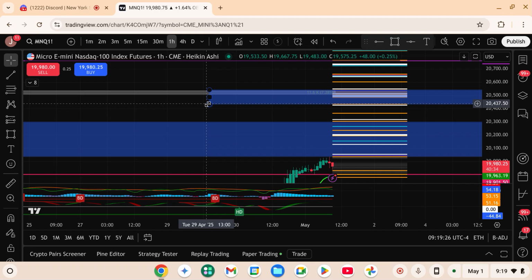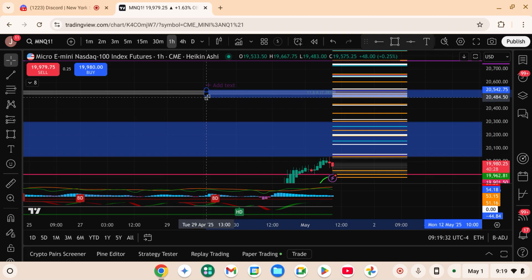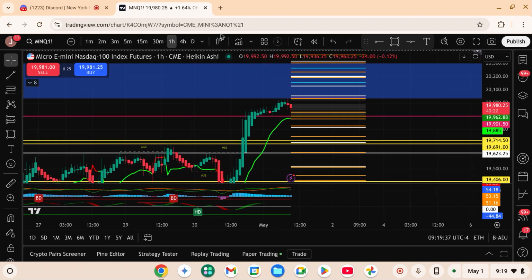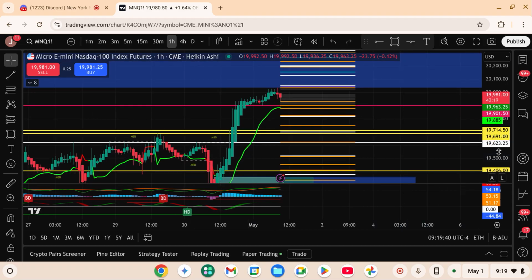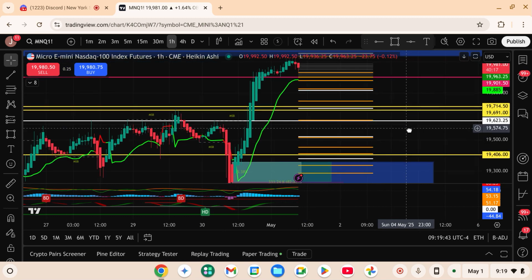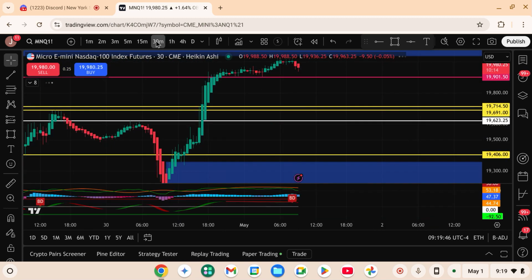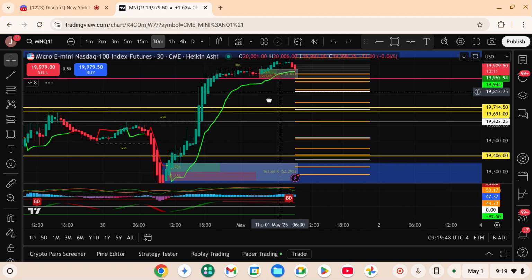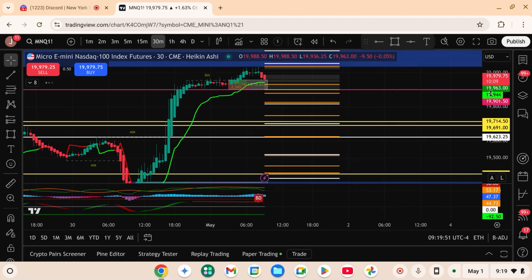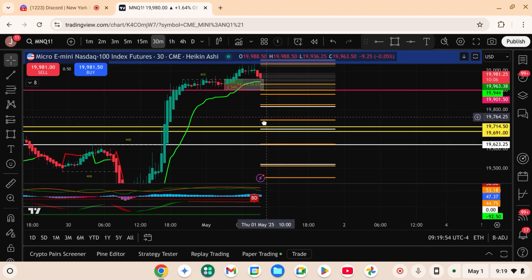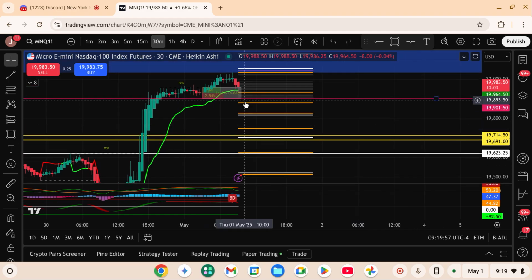Let's adjust this. Like there. Let's look at the half hour. So right there, you come to the half hour, you see that this half hour bullish order block is lined up directly with this London low. So that's showing you that it's strong support.